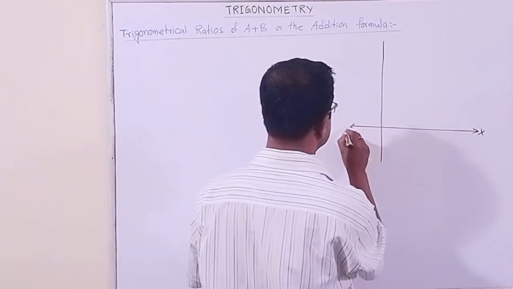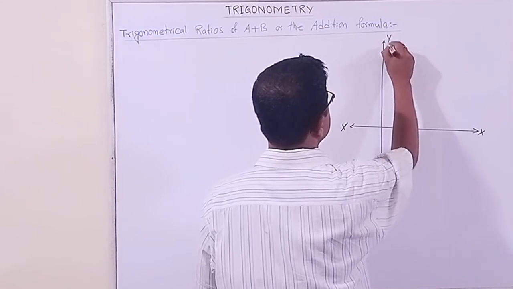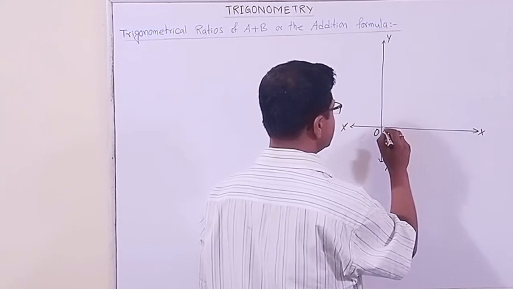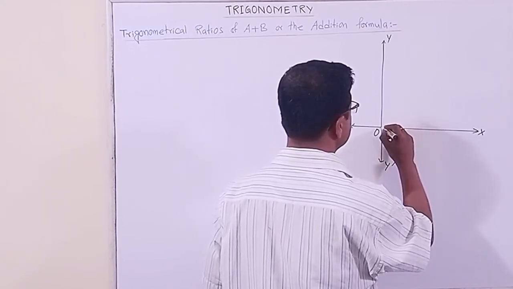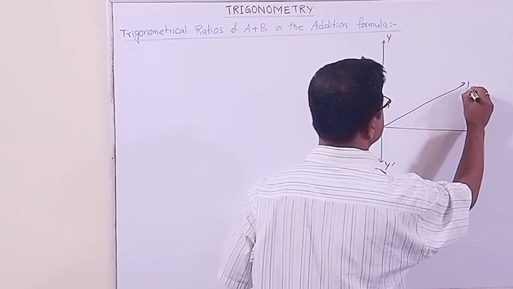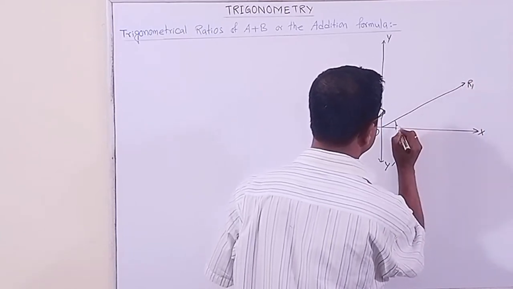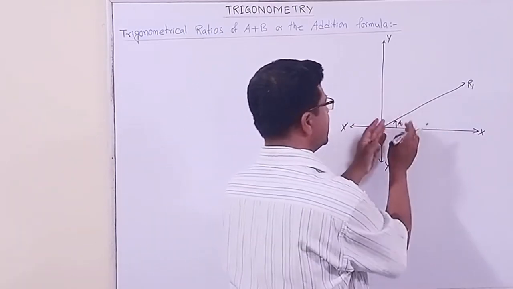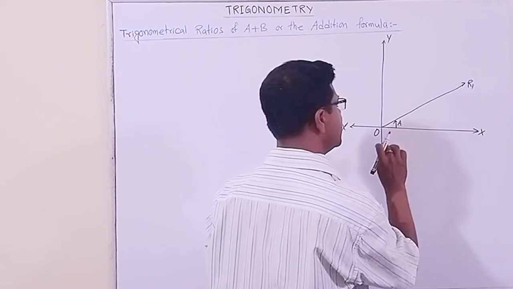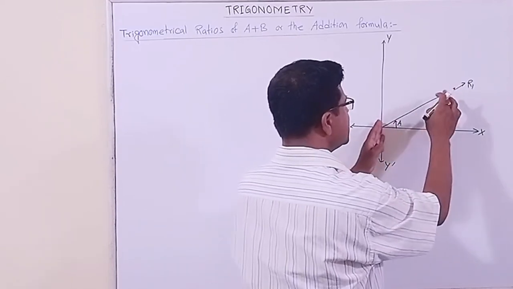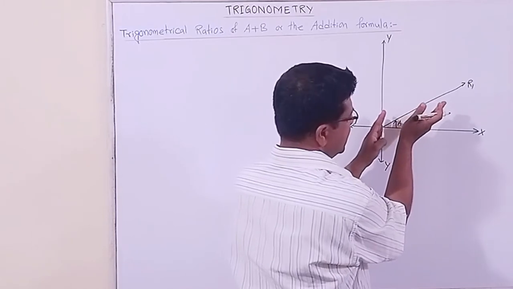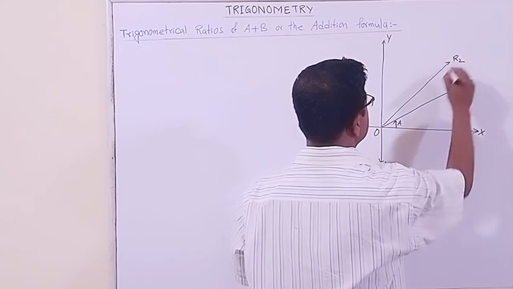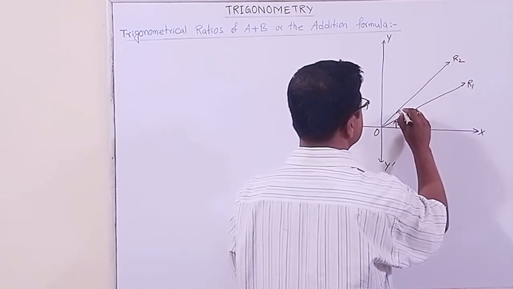This is the x-axis, this is the y-axis. This is the origin. Now let us consider that with respect to this x-axis a rotating arm, suppose this is OR1, makes an angle A with respect to this x-axis. It rotates like this, so an angle A is formed. Then from this arm another rotating ray we consider. It rotates like this. Suppose this is OR2. Suppose this angle is B.